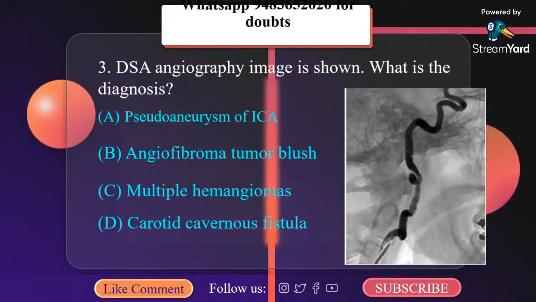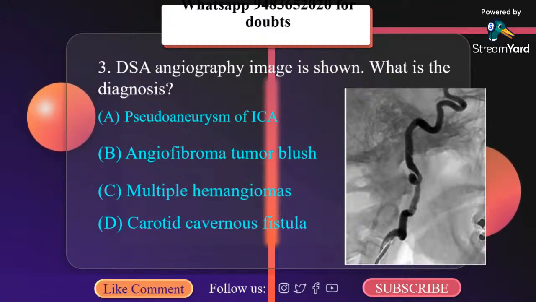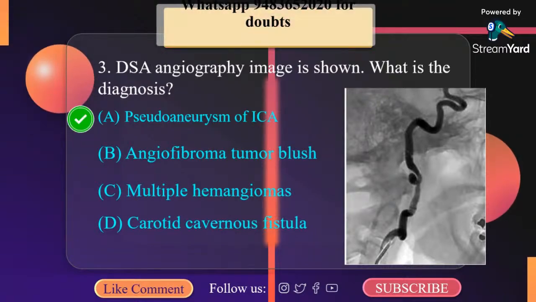The image shows a well-defined outpouching from the cervical portion of the internal carotid artery. This almost remains the same for pseudoaneurysm in any other part of the body. So it is pseudoaneurysm of internal carotid artery.